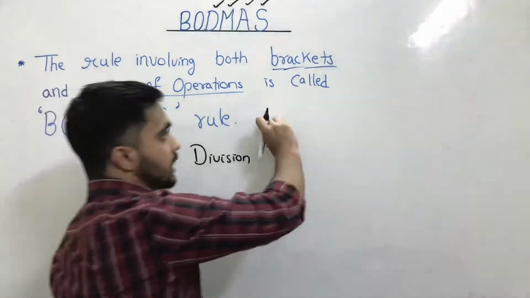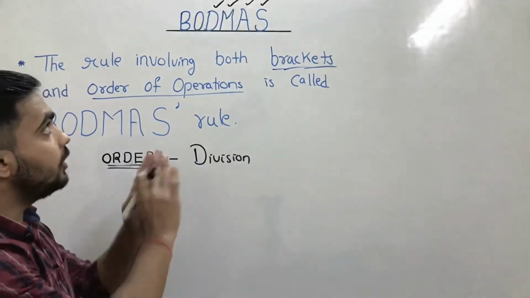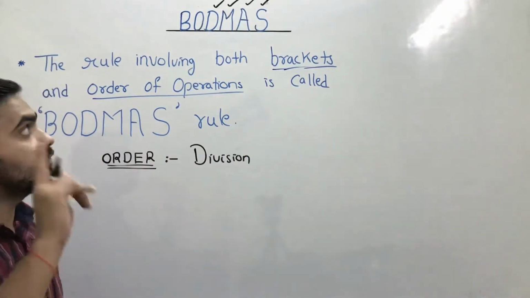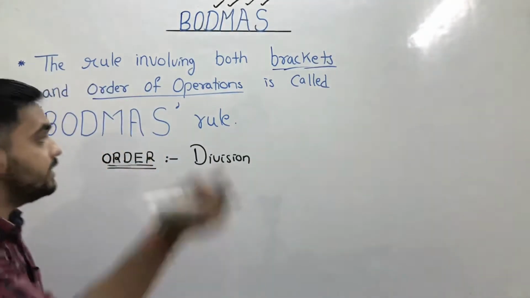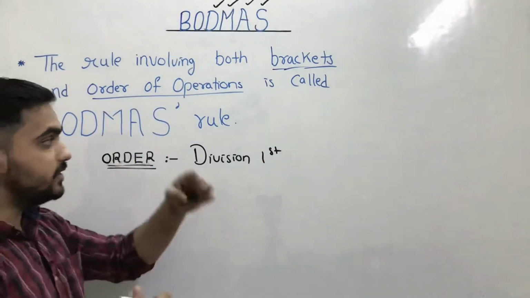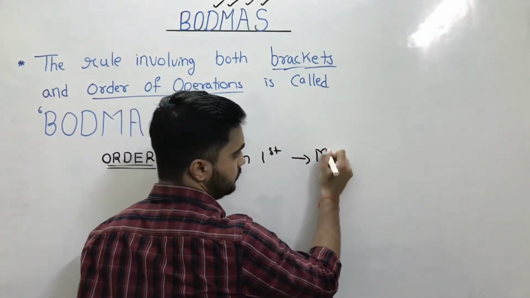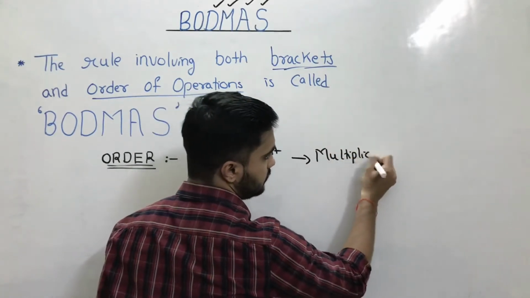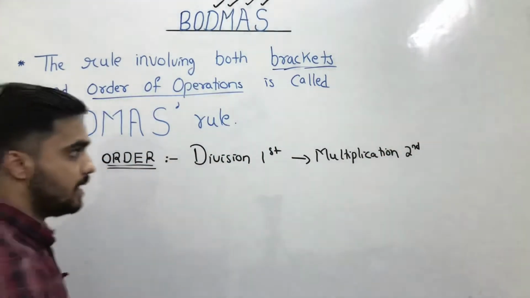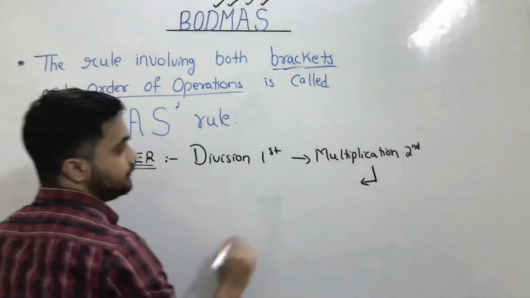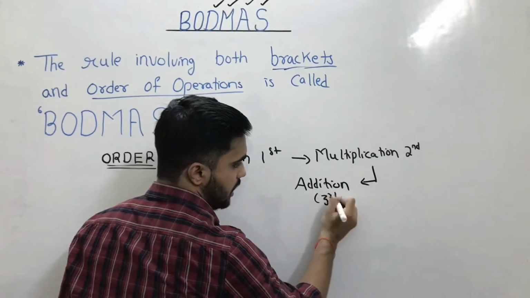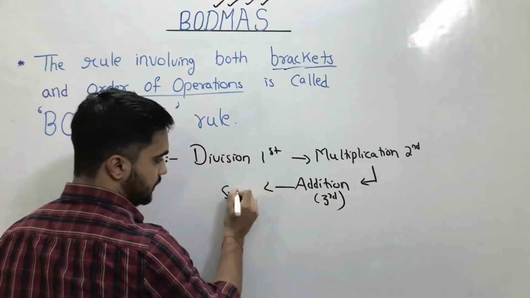It means that in a particular numerical, if you have all the things, that is multiplication, division, addition, subtraction as well as bracket, first you will solve the bracket and then you will follow this order. First you will solve division. After division you will solve multiplication. So multiplication comes second. After multiplication you have addition. And after addition you have subtraction.